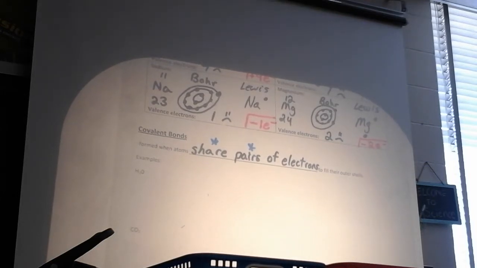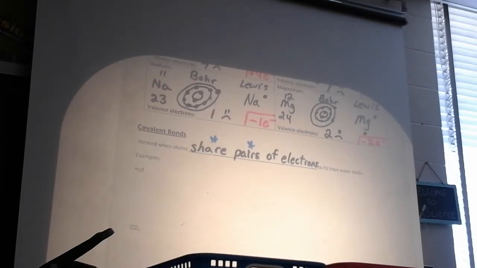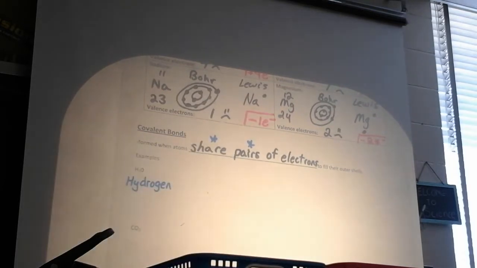I'm going to use two different colors. I'm using blue and I'm using red. Blue and red, for my two different elements. I'm going to use blue for hydrogen. And I'm going to use red for oxygen.